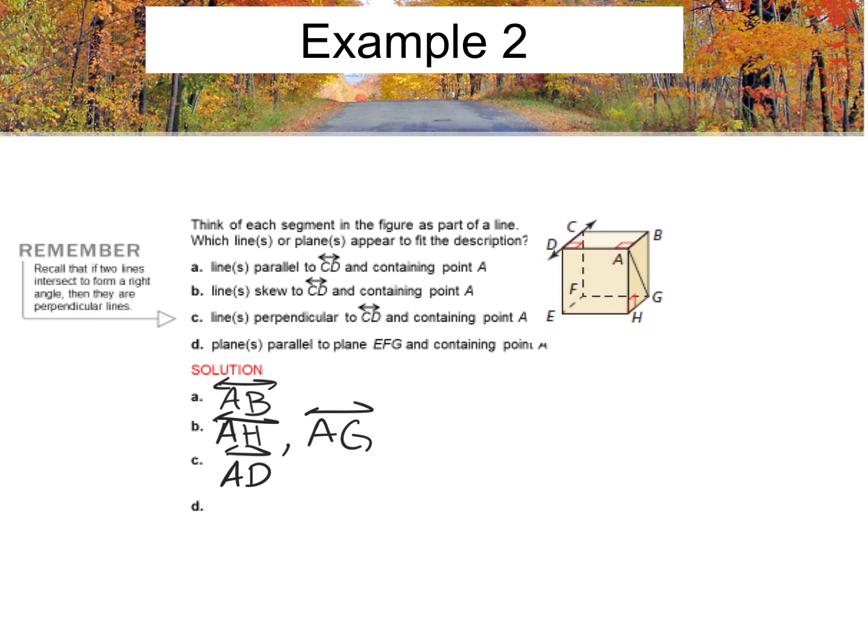Lastly, we have part D, which is telling us to find planes parallel to plane EFG. Let's find EFG, this plane down here, that contain point A. So the plane I'm going to call ABC, which is the top one right here, appears parallel to plane EFG and contains point A. So that will be your answer.